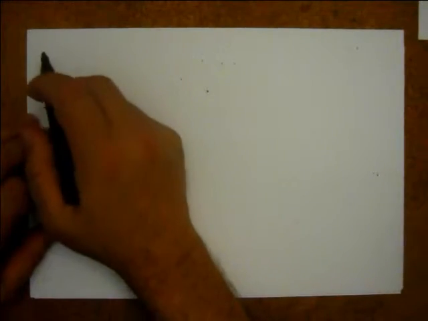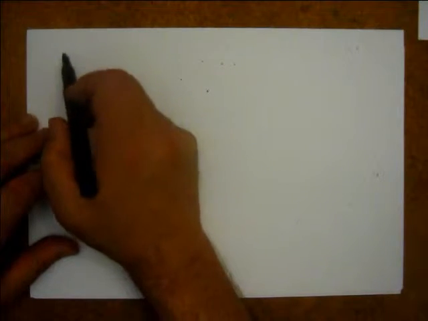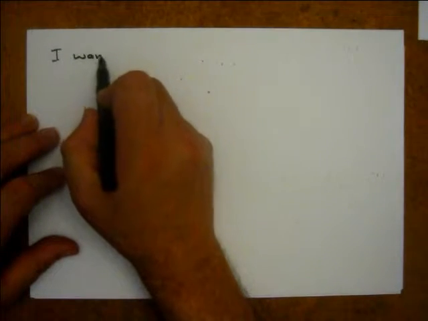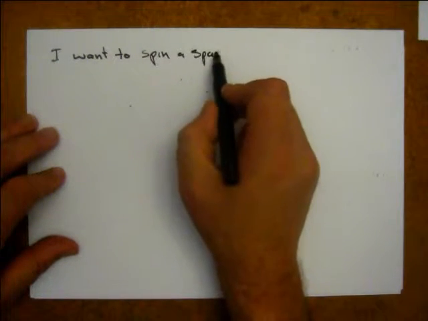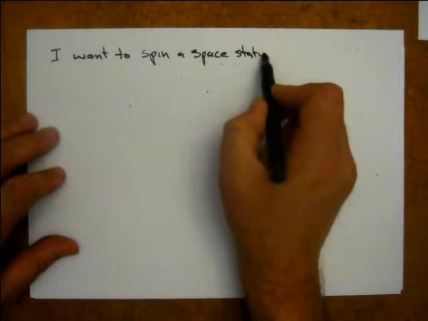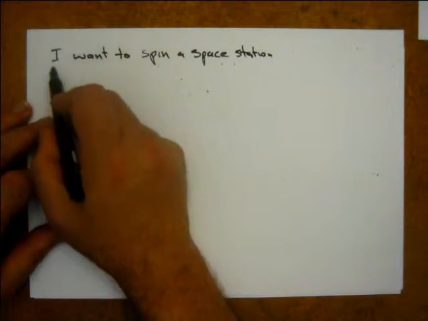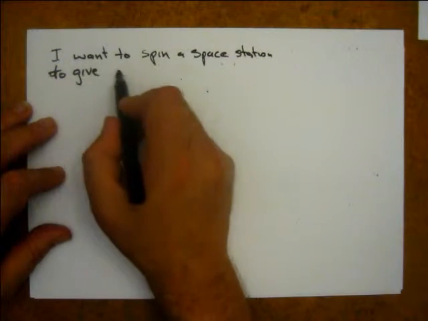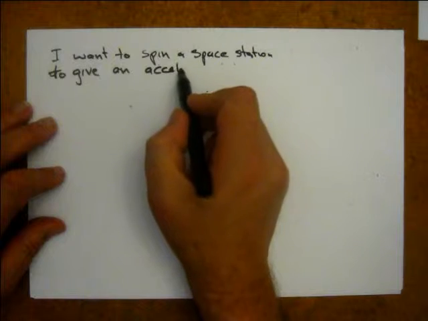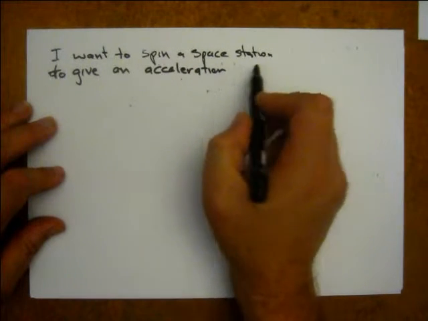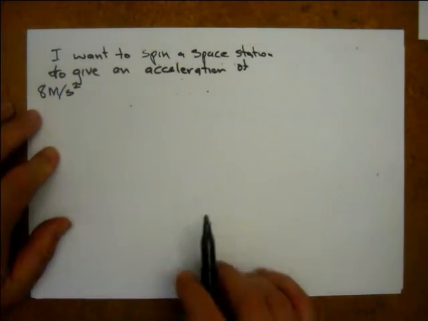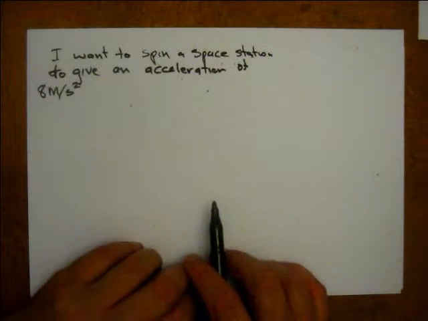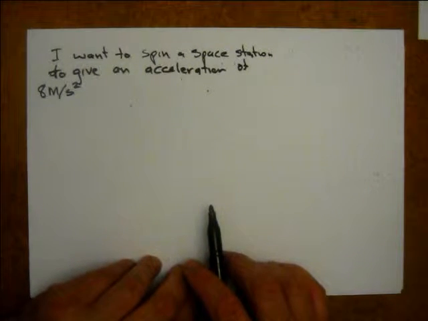Okay, let's just try another example then. Example 2. I like this one. I want to spin a space station to give an acceleration of 8 meters per second squared. So one of the classic sci-fi ideas is, if you want to have a bit of artificial gravity in space, spin your space station.